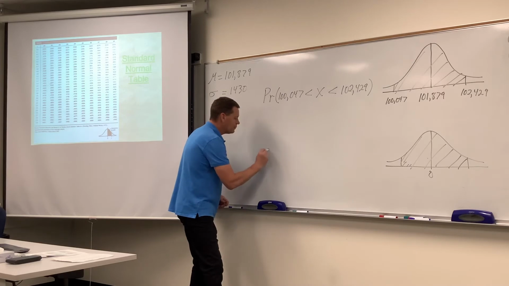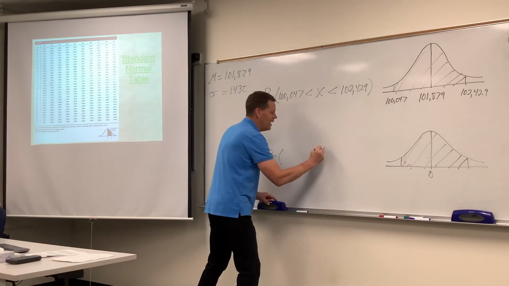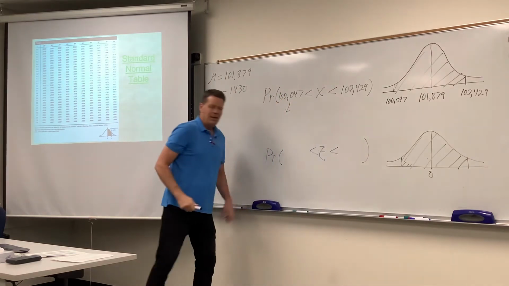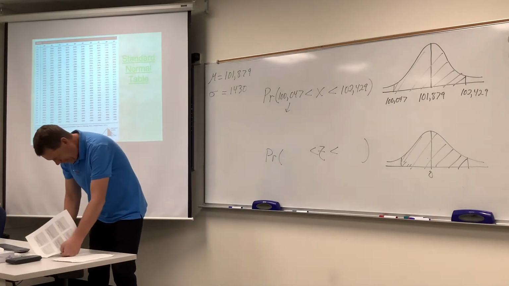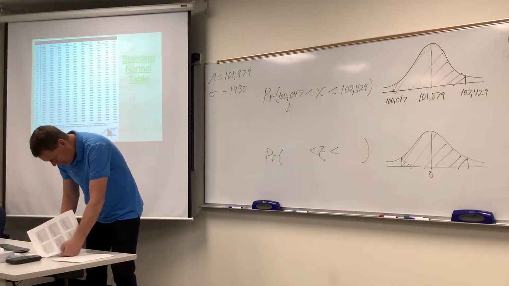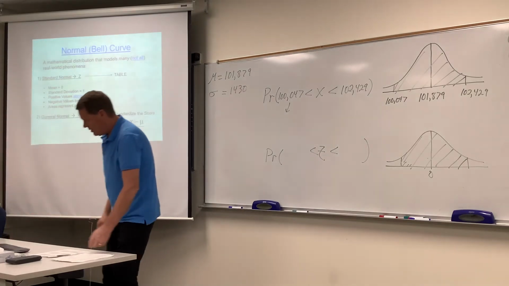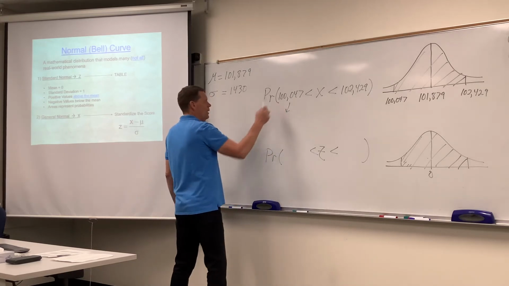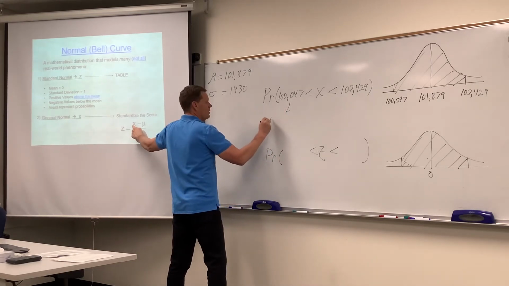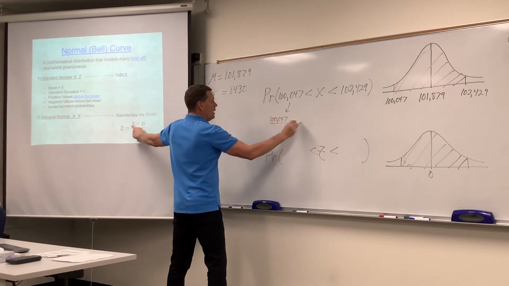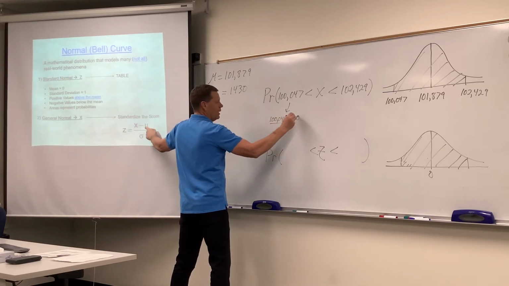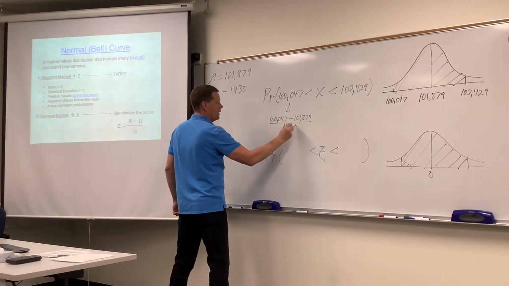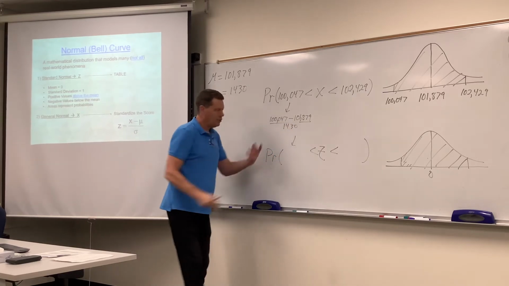There again, we changed the variable from X to Z, and we standardize both of these prices. We convert them, we translate them. And again, the table only speaks the language of Z, so we've got to translate those X's, those prices, into Z-scores. So, same thing, this one, the Z-score would be that price, 100,047, minus the mean, 101,879, divided by the standard deviation of 1,430. And that'll be the Z-score for that particular price.